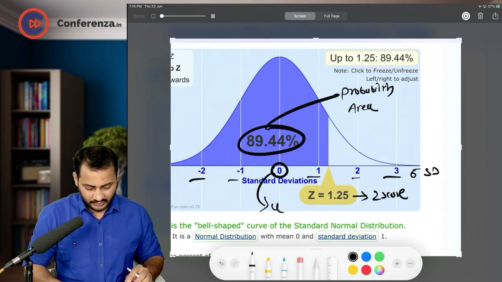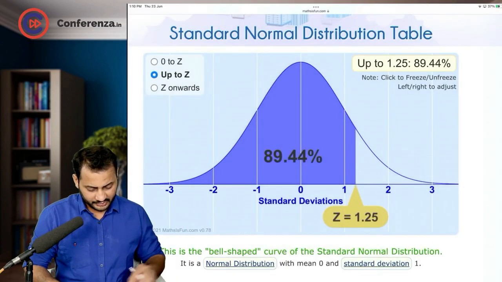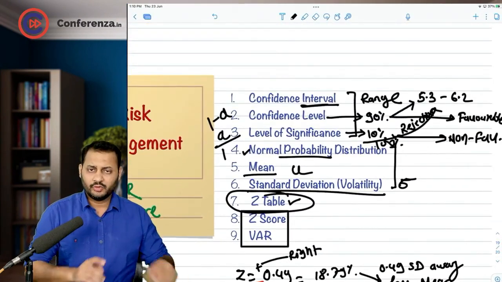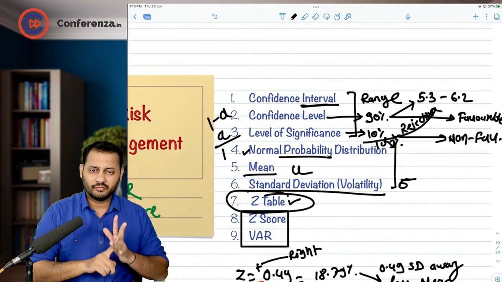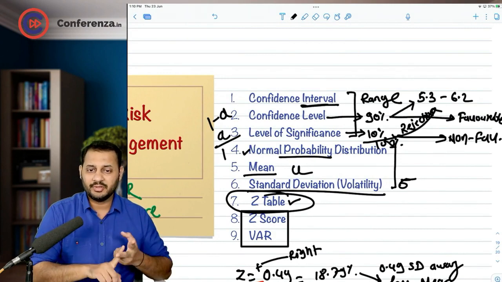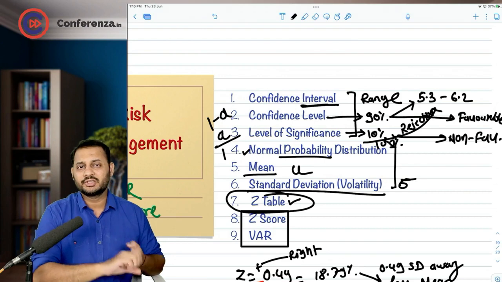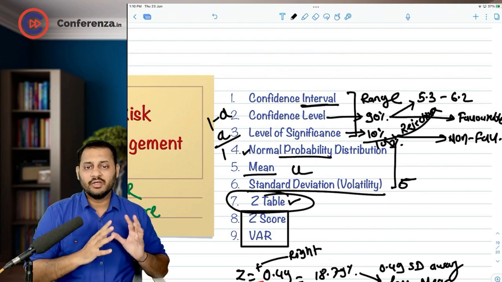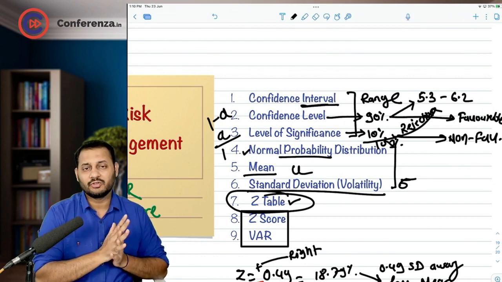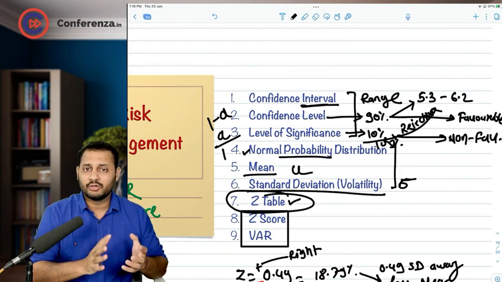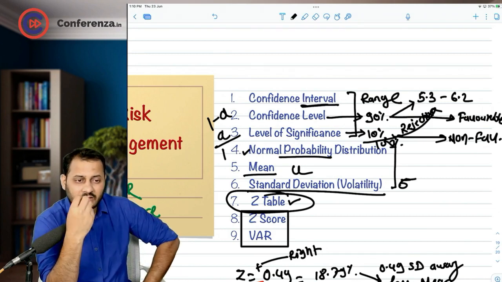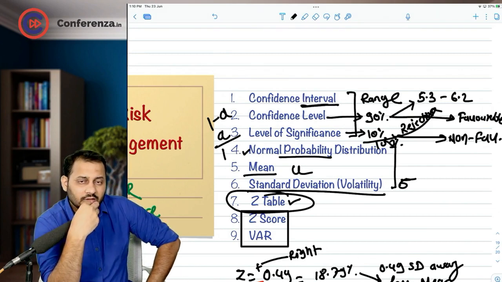With this, we will end our discussion of the Z table. So you are clear with confidence interval, confidence level, level of significance, normal probability distribution, mean, standard deviation, and Z table. Now we are going to use all these things in the next concept, which is called Z score, or the VAR after that. But we are going to understand it with an example.